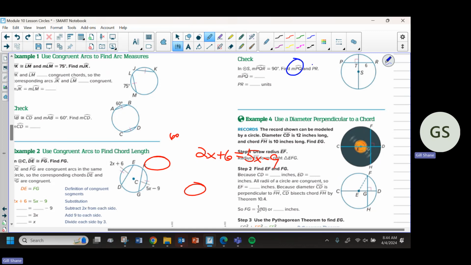Now, this is one where you'd be able to figure out more information because they gave us the length of the radius in this. And the other one, they didn't give us the length of the radius. Well, technically, they didn't give us the length of the radius. So I want you to look at example 4.